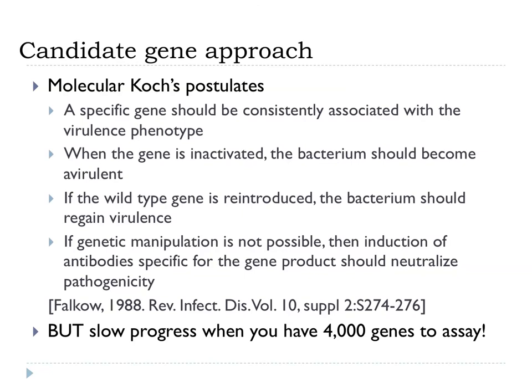The key starting point for using genetics to understand virulence comes from Stanley Falkow, 1988, when he put forward the molecular Koch's postulates. If you want to use genetics to understand virulence, you choose a candidate gene that you think is associated with a phenotype, you knock the gene out, you see that virulence phenotype disappear, you put the gene back in again, and the virulence phenotype comes back.